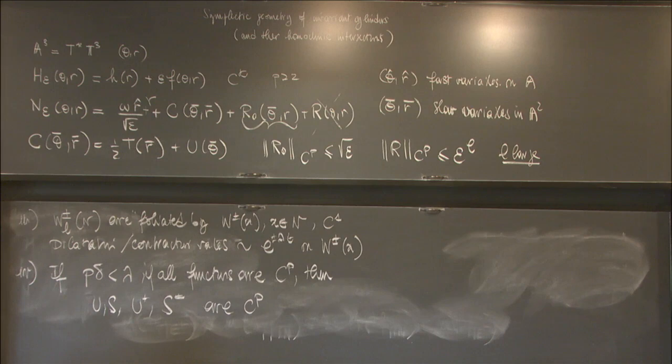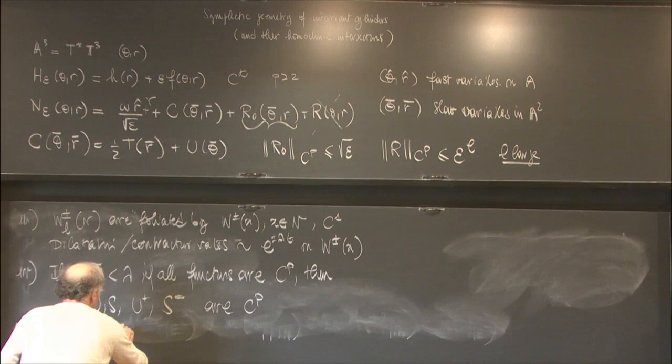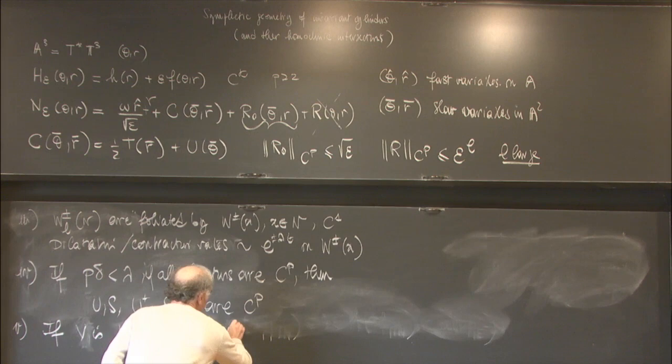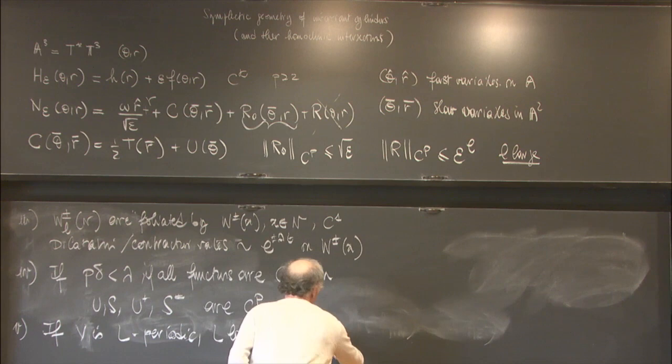And the last point, which is very useful: if V is L-periodic, where L is a lattice in Rm, then everything passes to the quotient by L.